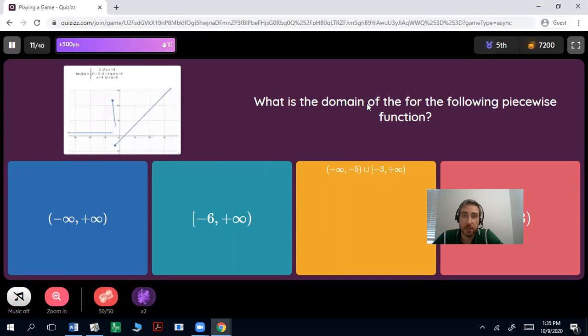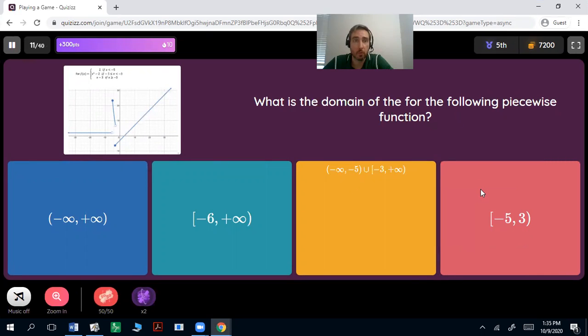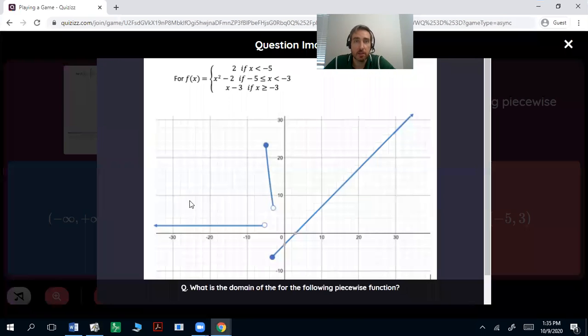What is the domain for the following piecewise function? Domain is left and right, all the x values that are allowed. So if I look at my domain, this arrow is pointing left forever, and it stops until it hits, I don't know, whatever that number is. I would say maybe 5. But then up here, oh, -5 right there. And then up here, it's including -5. So even though it's an open circle there, it's included there.